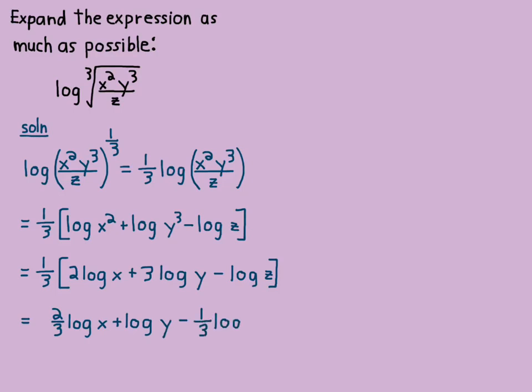I distributed the 1/3. You don't have to. The only reason I really distributed the 1/3 is because it cancels for the middle term, but that's not a great reason, but that's why I did it. Either one of these is correct.